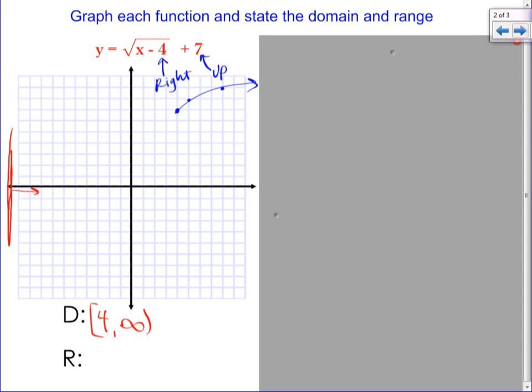Okay, now range, same thing, but we're starting down here with our laser beam scanner and we are scanning upwards. Okay, where does the graph start? Starts at 7 and it goes to infinity.